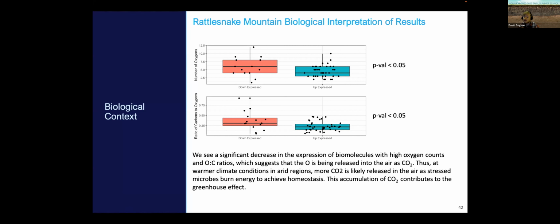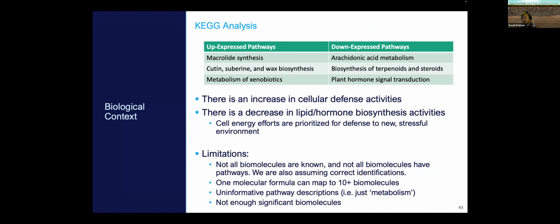So we see a significant decrease in the expression of biomolecules with high oxygen counts and OC ratios, which does suggest that in these stress samples, we're seeing more carbon metabolism and it's being released into the air as CO2. You could, from there, take that information of what's been differentially expressed and do a KEGG analysis. There is a layer of uncertainty you're adding because we don't know exactly what the true biomolecule is for the formulas that we have.